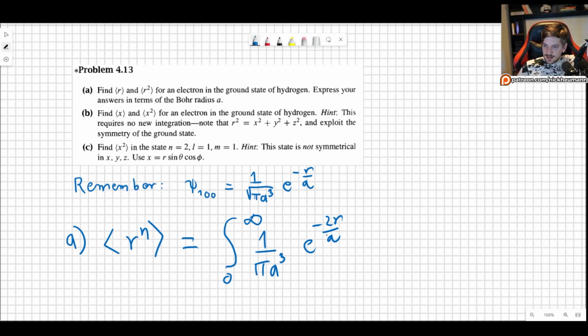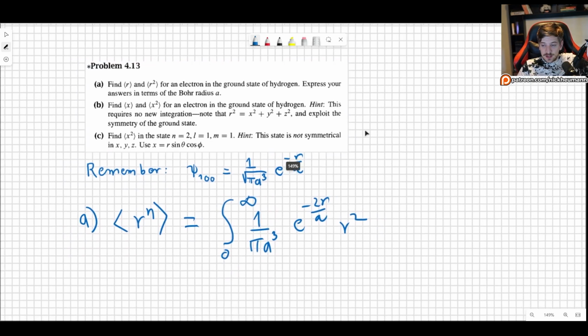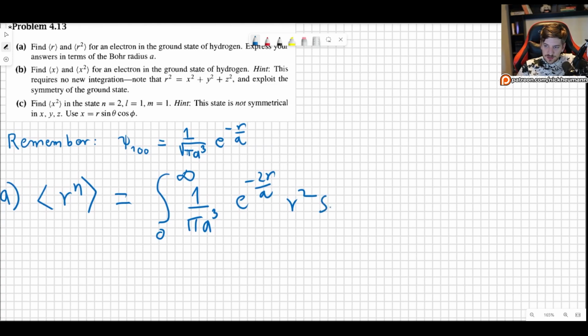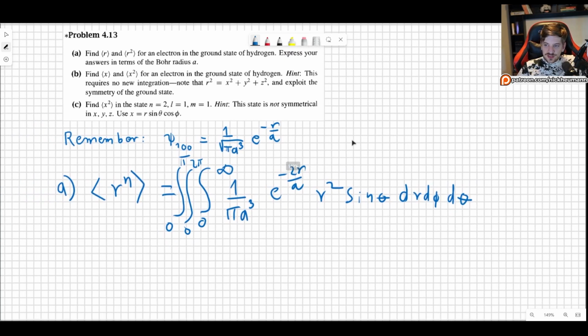And then we have r squared, coming from the fact that we're going to be doing the integral in spherical coordinates, right? So sine theta, and then we have to include 0 to 2 pi and 0 to pi. So in this case, I need dr, d phi, d theta. Okay, so that is what we want to integrate. And of course, since we are doing r to the n, we cannot forget about r to the n. I almost forgot about that. Don't forget about that. So this basically means we have to integrate r to the 2 plus n.